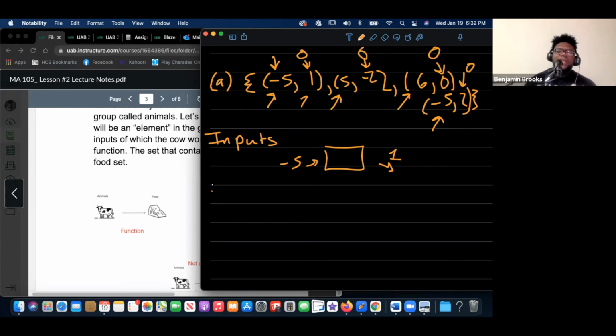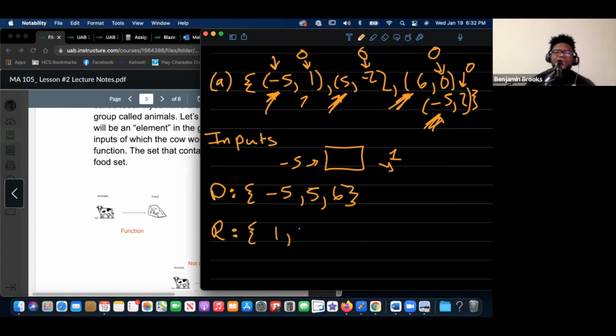So the domain, as we said, was the set of all inputs. In this case, the domain would be -5, 5, and 6, because those are the only inputs, right? There's a -5 here, a 5 here, a 6 here, a -5 here. So I'm not going to count it twice. The range is the set of all outputs, so it's going to be 1, -2, 0, and 2. All those second numbers, basically.